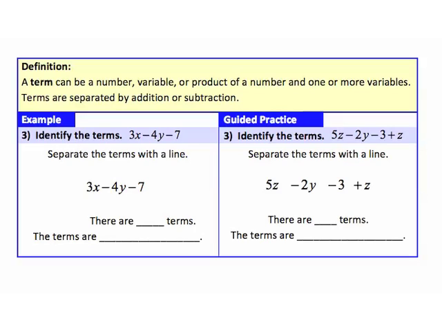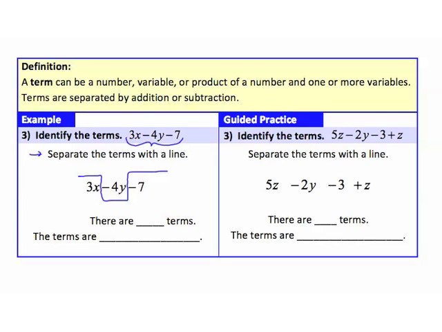Now the expression is the whole thing that's listed here, 3x minus 4y minus 7. And what we want to do with this expression is identify the terms. The first thing we're going to do is separate the terms with a line. So we're going to go through and separate each of these terms with a line, which makes it easy to see what the terms are.